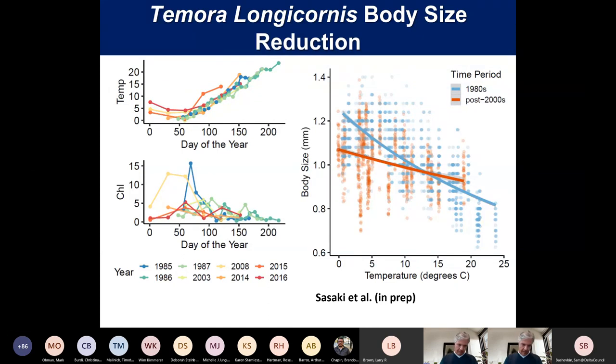Now, if you look at the top graph here, you will see that the winters and early spring are warmer now than they used to be, whereas we don't really see much of a difference in the chlorophyll between the two periods. We do see quite a bit of difference in the body size of Temora. First of all, we do see smaller animals in the more recent period as compared to the 80s, and we also see much less of a change seasonally relative to the 80s. Now the question becomes: are these changes driven by warming, or are they driven by resource availability?